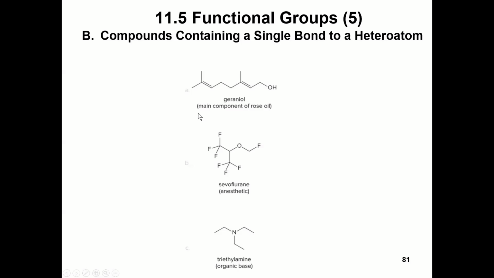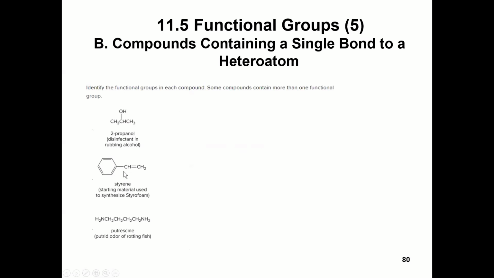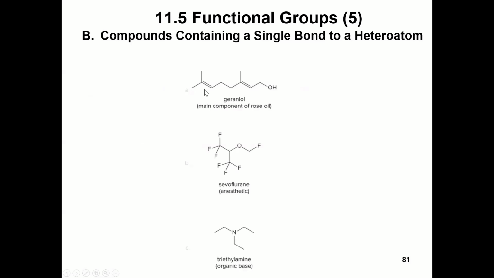So let's do some more examples here. Geraniol is the main component of rose oil. Again, we saw some examples where compounds contain more than one functional group. Geraniol contains two carbon-carbon double bonds, so it contains one of the functional groups, the carbon-carbon double bond as in alkenes, but it also contains a carbon-oxygen single bond in a hydroxyl group, which makes it an alcohol. This class of natural plant products is called terpenes. So this is an example of a terpene, and they contain these branched-chain units called isoprenoid units.